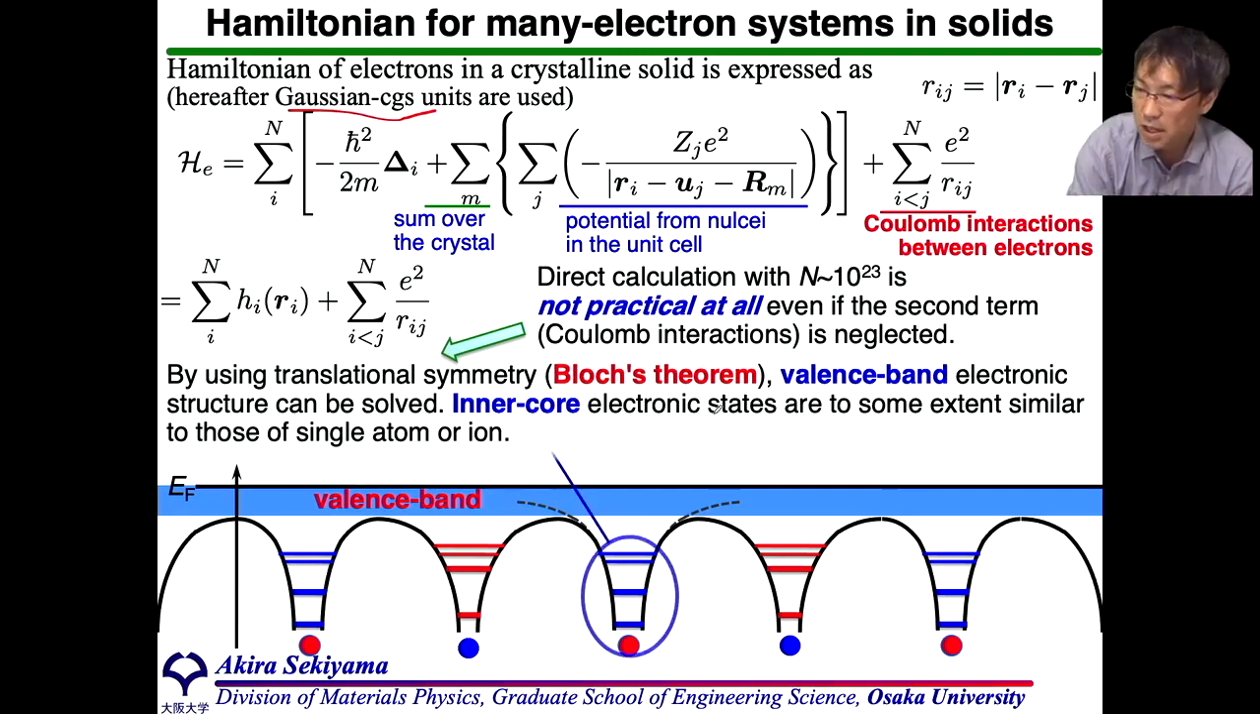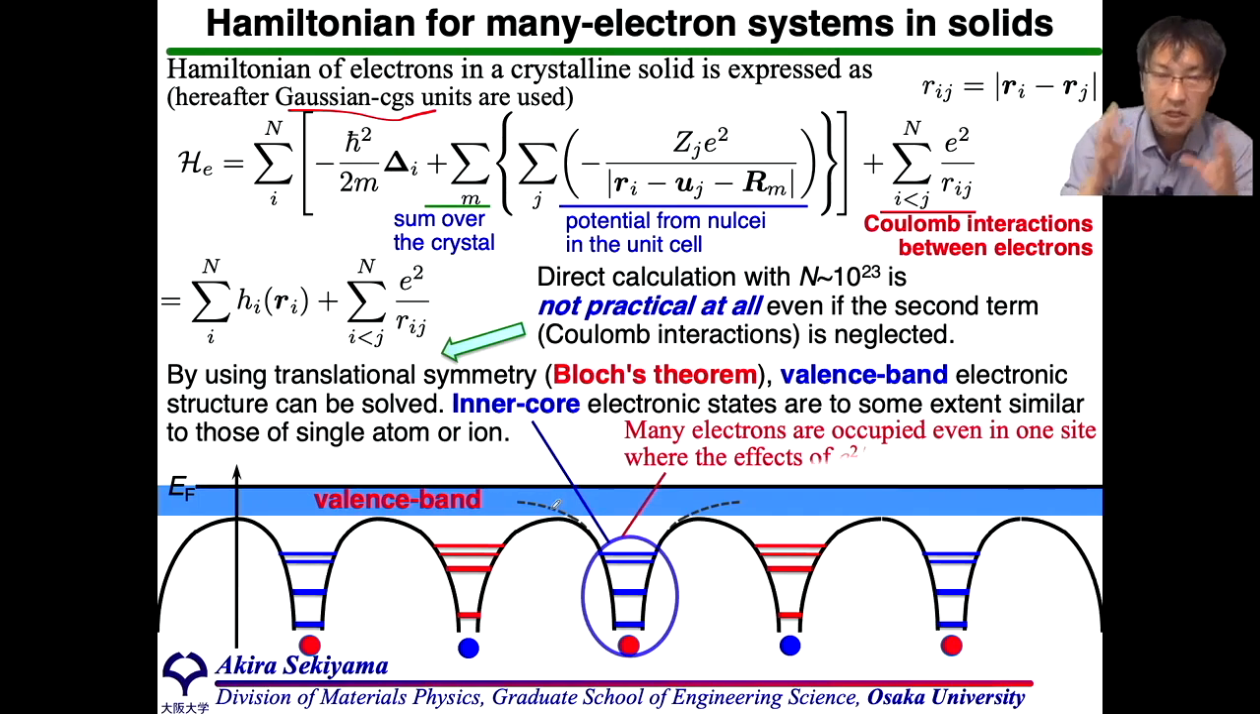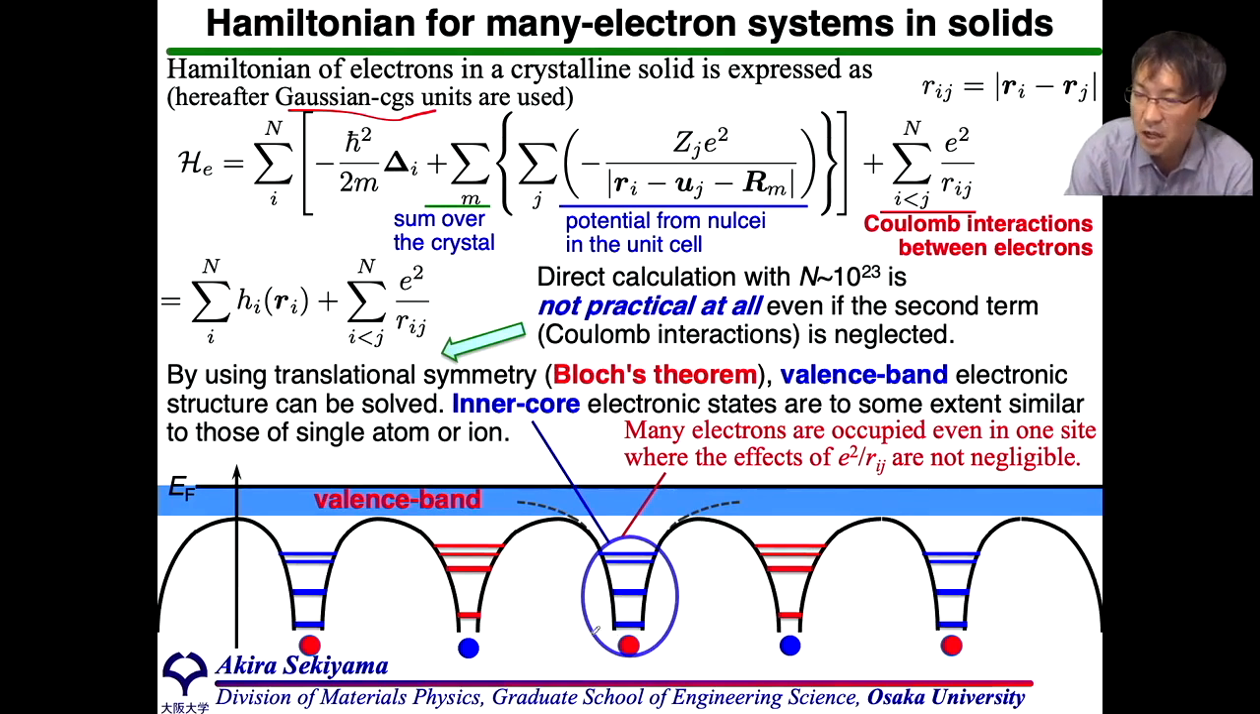Inner core electronic states are to some extent similar to those of single atom or ion. But even in the single site, there are many electrons of the order of Z, large Z. Large Z means atomic number. So there are many electrons occupied even in the one site where the effect of the Coulomb interaction represented by the e square over r_ij are not negligible at all. Therefore, I start to explain how the electronic structure is affected by the Coulomb interaction on the single site.